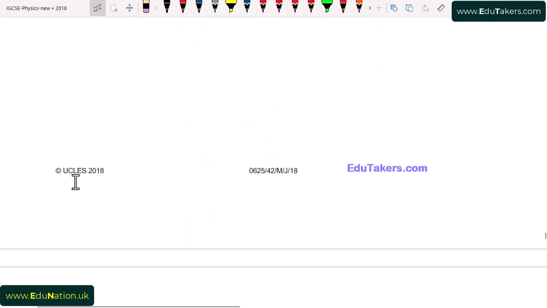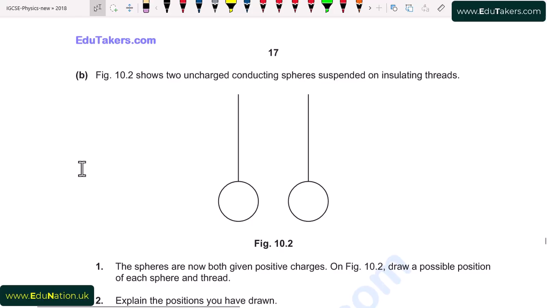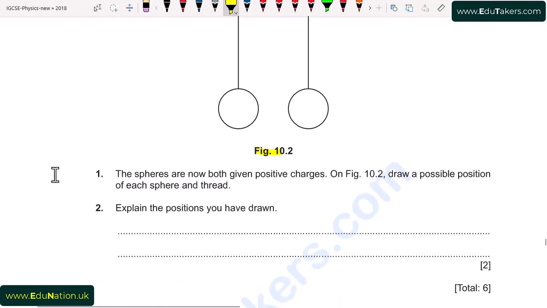Going towards the next part. Part B. Figure 10.2 shows two uncharged conducting spheres suspended on insulating thread. So in figure 10.2 there are two uncharged conducting spheres and both of these are suspended on the insulating thread. Part 1. The spheres are now both given positive charges. On figure 10.2, draw a possible position of each sphere and thread.